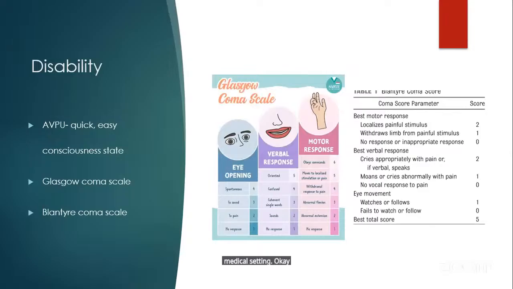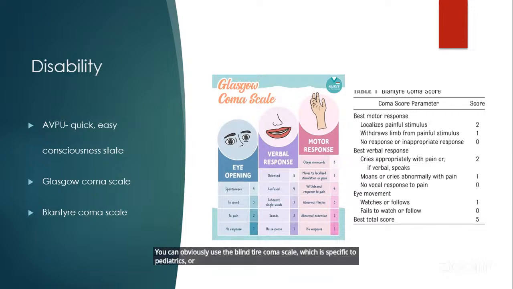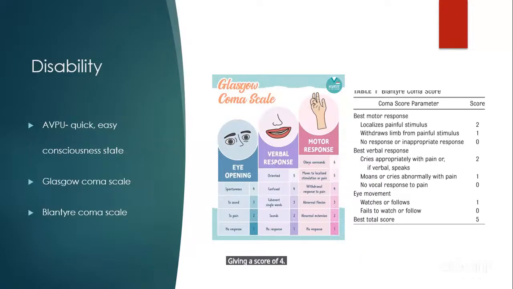Okay? So we've covered A, B, and C, and now we're going to evaluate D. You can obviously use the Blantyre Coma Scale, which is specific to pediatrics, or the Glasgow Coma Scale, giving a score of 1 to 4 for your best eye response, a verbal response score of 1 to 5, and a motor response of 1 to 6. I find it quite complicated to do, so I always go for AVPU. Okay? AVPU is: is the child alert, is the child responding to my voice, is the child responding to pain, is the child unresponsive. So AVPU.